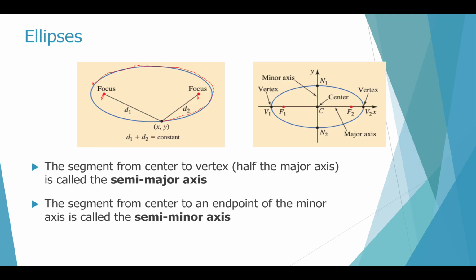The segment from the center to the vertex, so a center is between your two foci, wherever it is equidistant between the two foci. And the segment from the center to a vertex is the semi-major axis. The major axis is from one vertex to the other. And then we have a semi-minor from the center to the end point of the minor axis. And that is called the semi-minor axis, and the whole thing is called the minor axis. So just to be clear, those pieces are important.